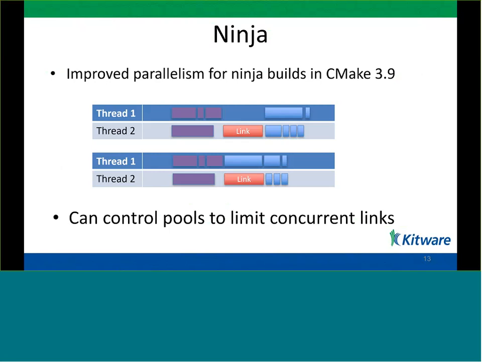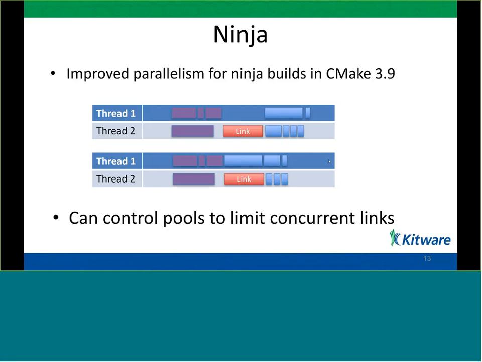Someone had started putting a merge request on CMake. And I think within a couple months, we had it pretty well working on Windows, Linux, and Mac, and all the platforms. So that was a great example. So then any project that was using CMake automatically is now able to use this much faster parallel build tool called Ninja. We also improved the parallelism for Ninja as of CMake 3.9.